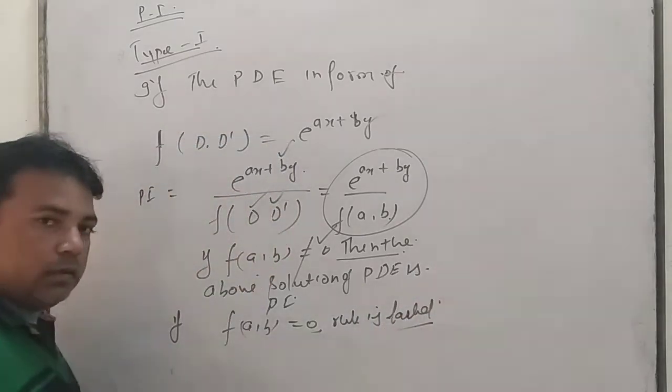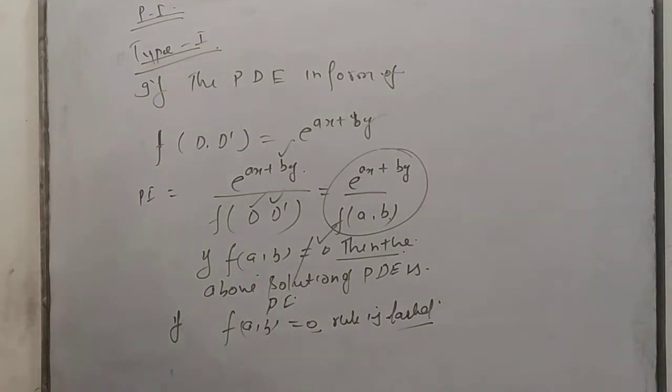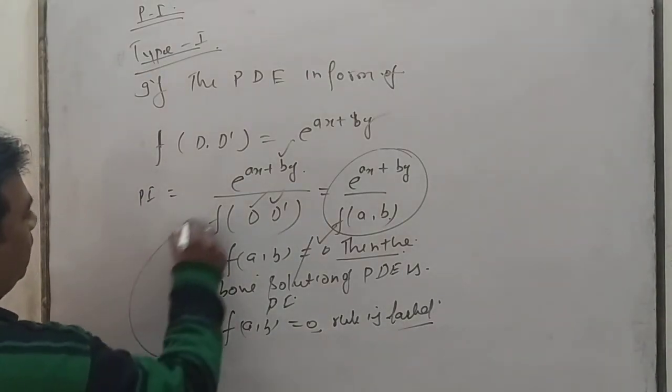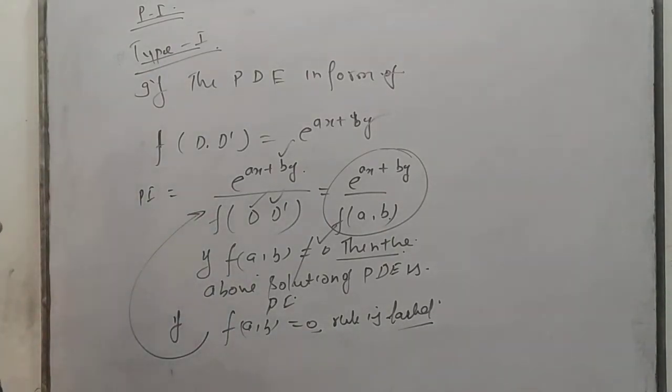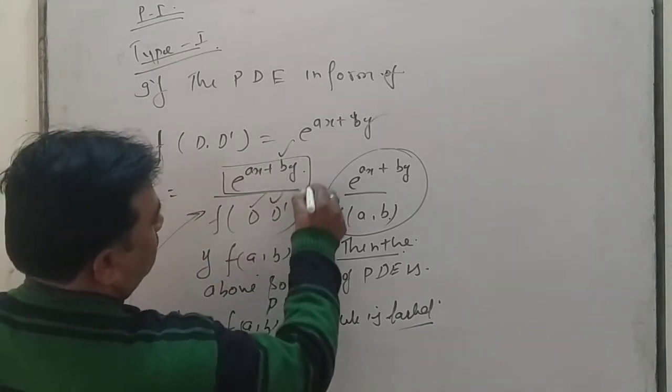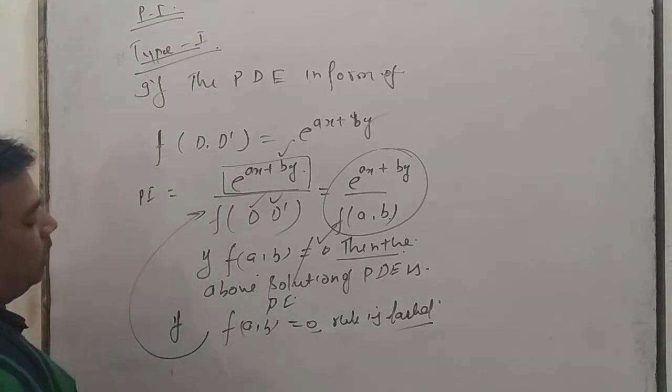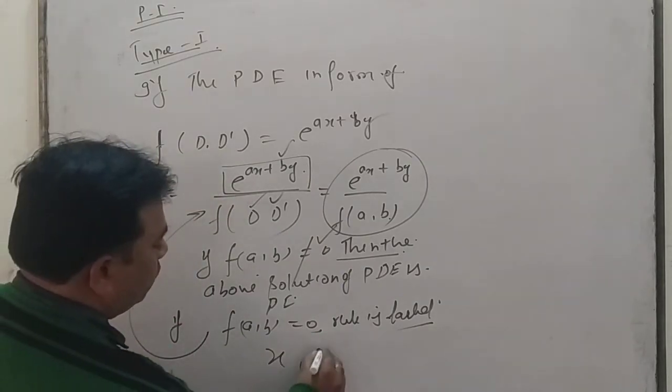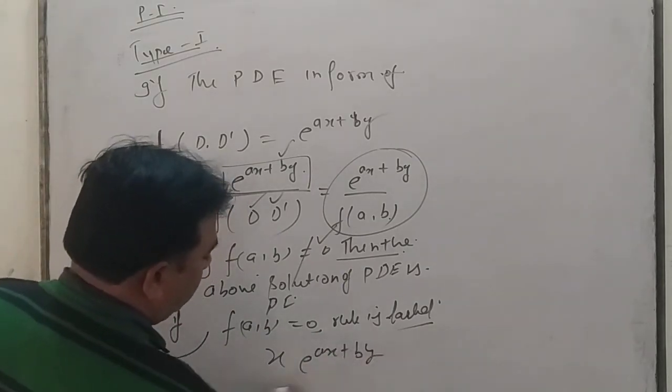Rule is failed. After that, you go in operator form. Multiply the denominator by x. It means x e to the power ax plus by.